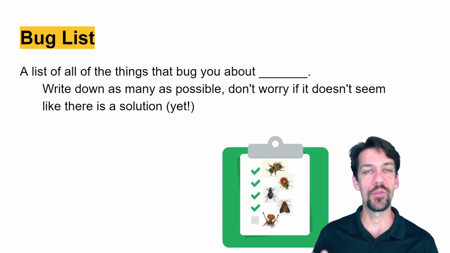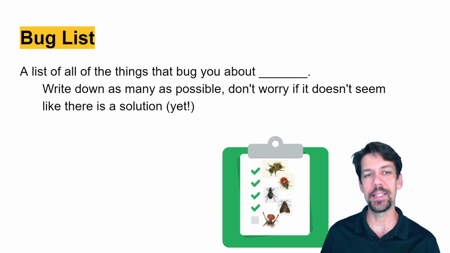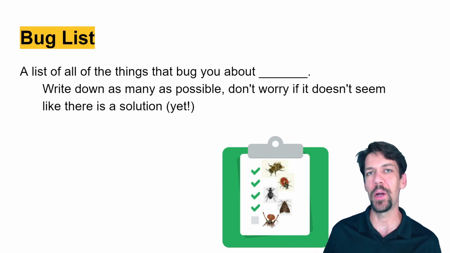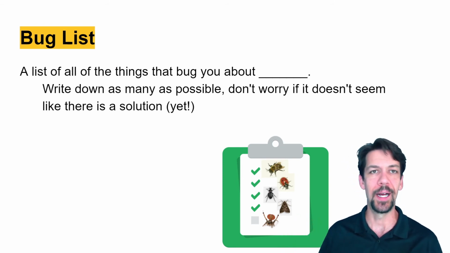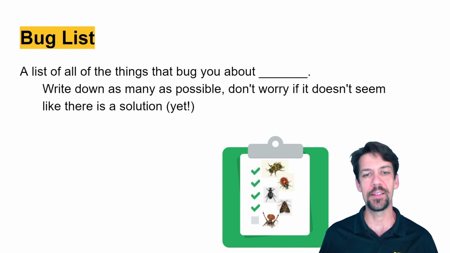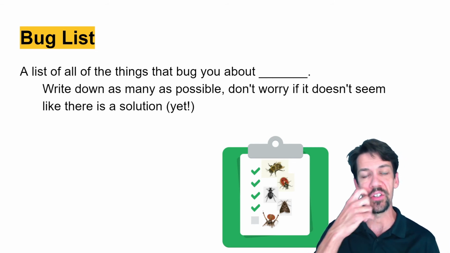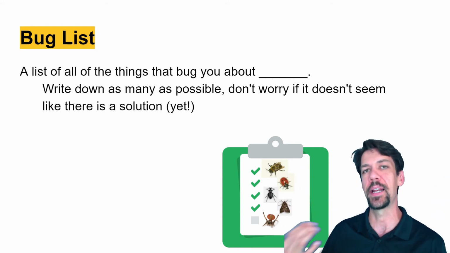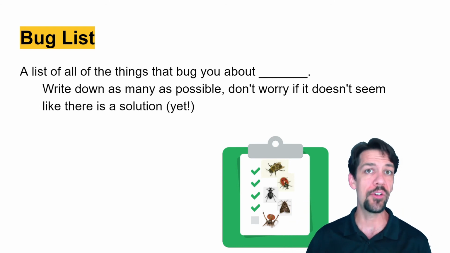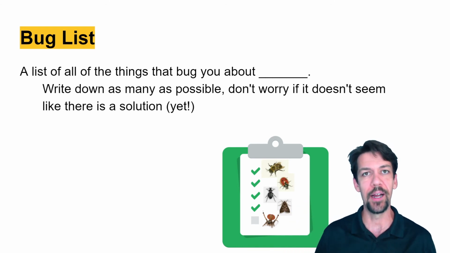One way to do this is through a bug list. A bug list is a list of all the things that bug you about some process or service or product or aspect of everyday life. The idea here is to write down as many things as possible, and don't worry if it doesn't seem like there's a solution yet. Just think about the challenges that you have. And this is an exercise that helps develop your observational skills about the rest of the world.